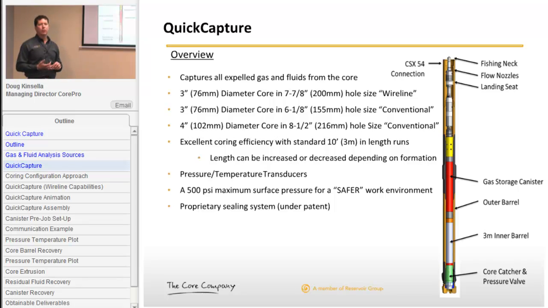a 3-foot barrel. There may be reservoirs where we want a 30-foot barrel. We will be offering the option of the length of the barrel to match the demands of the formation and the answers you're looking for. There's pressures and temperature transducers throughout the barrel and the canisters. This allows us to record what's happening as we're coming out of the hole, and we can watch the barrel vent off the gases expelled from the core and store them in the canisters.